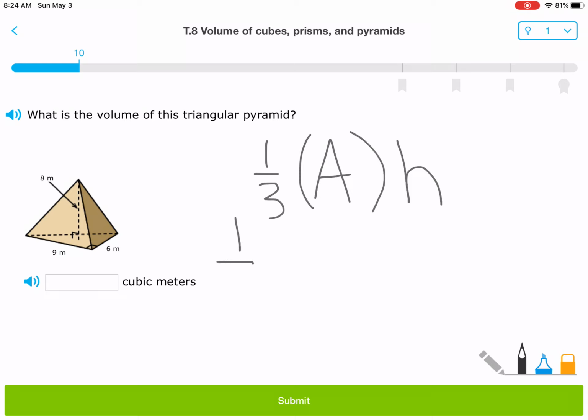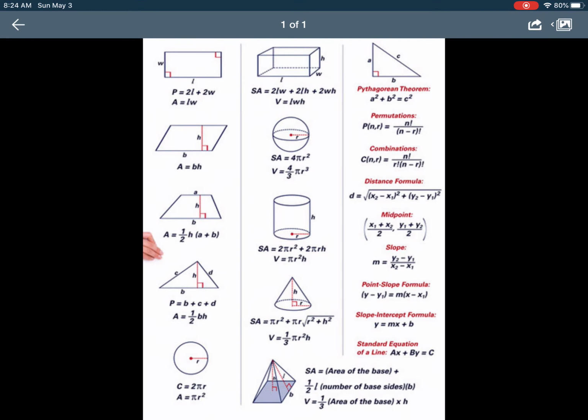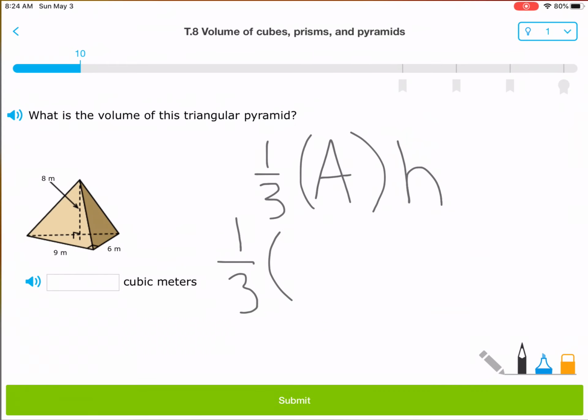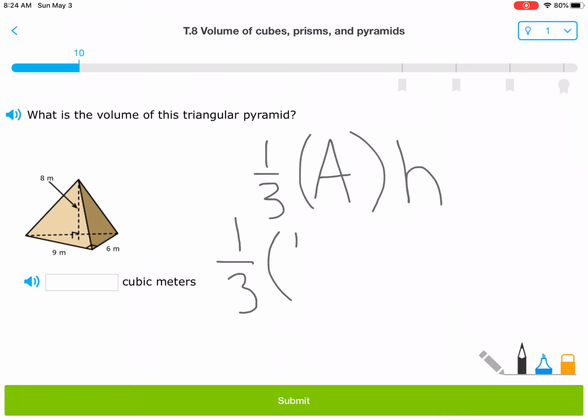So 1/3 times the area of the base, and the base is a triangle. Okay, so the area of a triangle is first column, fourth picture down, 1/2 base times height. Okay, so 1/2. The base of this triangle is 6. The height of this triangle is 9.